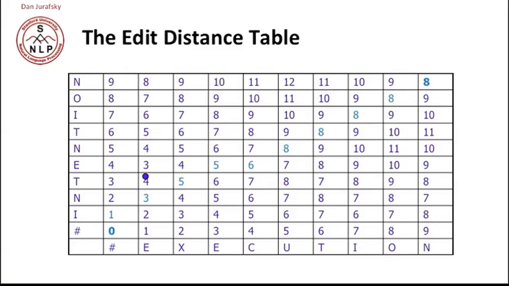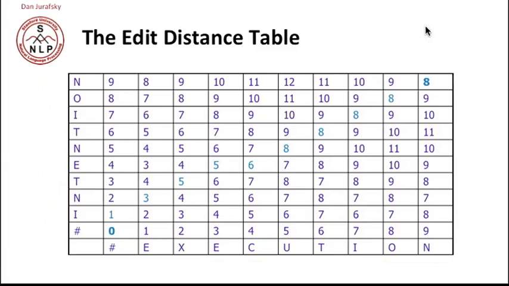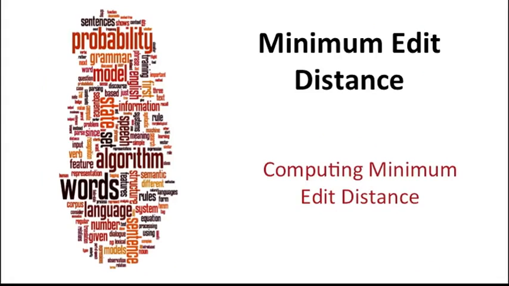Every cell in this table, let's take this cell, tells you the edit distance of editing the string INTE and turning it into the string EXE. And that means that this value here in the upper right corner is the edit distance between intention and execution, the cost of turning intention into execution. And we see the value 8, which we earlier said was the Levenshtein distance. So we have Levenshtein distance equals 8. So that's our algorithm for computing minimum edit distance.